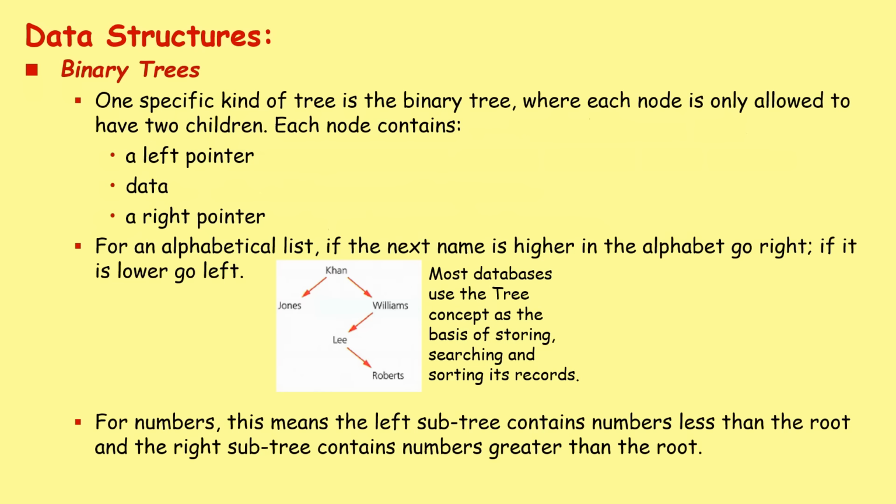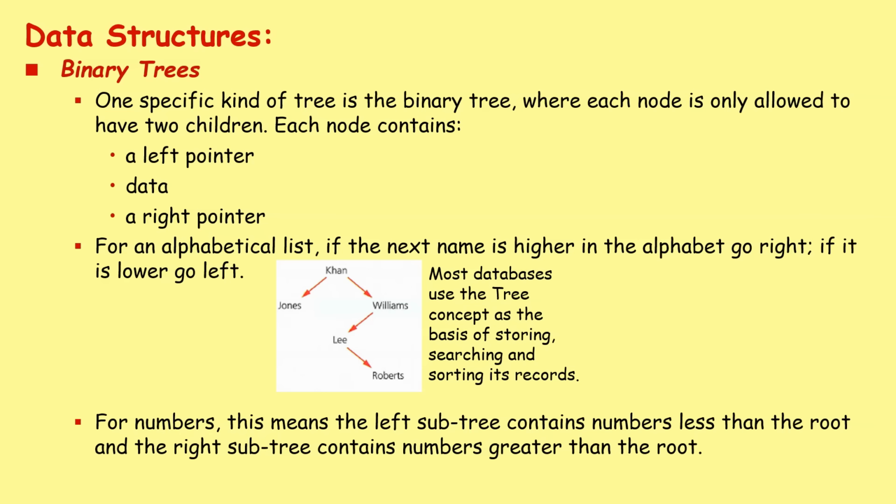Binary trees. One specific kind of tree is the binary tree, where each node is only allowed to have 2 children. Each node contains a left pointer, data, and a right pointer. For an alphabetical list, if the next name is higher in the alphabet, go right.